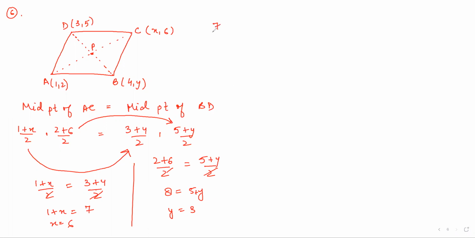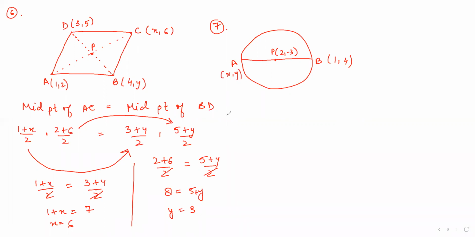Seventh question now. Find the coordinates of a point A where AB is the diameter of a circle. So you have a circle and AB is the diameter. Its center, let me call it P, has coordinates 2 and minus 3. B's coordinates are given as 1 and 4. You have to find the coordinates of A, so I can take it as x, y.